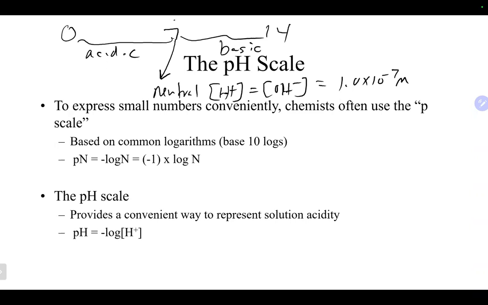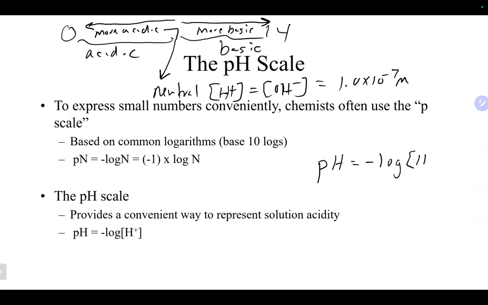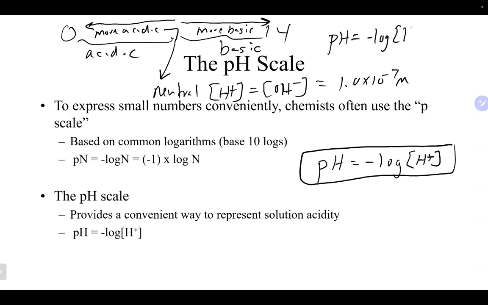As you go from 7 towards 0, you're becoming more acidic. As you go from 7 to 14, you're becoming more basic in that case. To calculate the pH, you can forget about everything that's on the screen there, but basically the pH is equal to minus the log of the H plus concentration. Once again, this is another formula where you can insert the H3O plus, and it's the same thing.